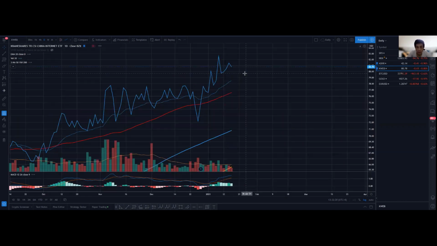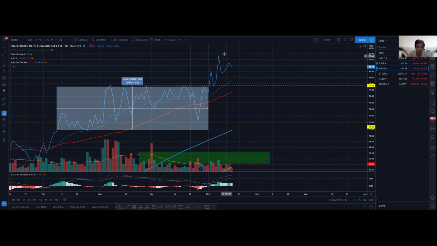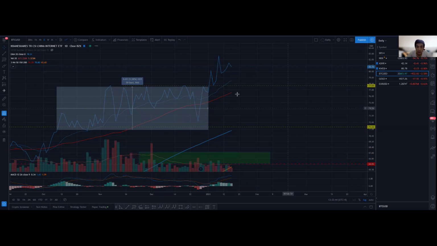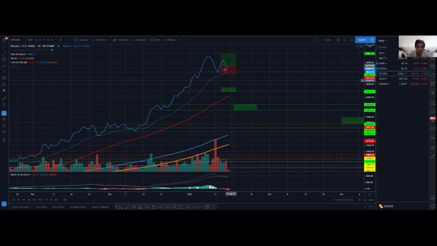On the other hand, KWEB has a change. You have a high, a lower high, a low and a higher low. So technically this could be somewhat like a neutral consolidation pattern while we consolidate before we go up to a further high as well. Finally, for Bitcoin, things still look somewhat like a neutral market structure on the daily.